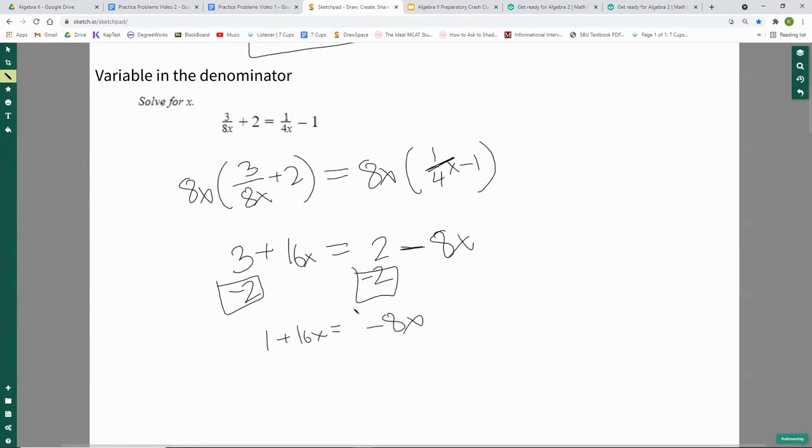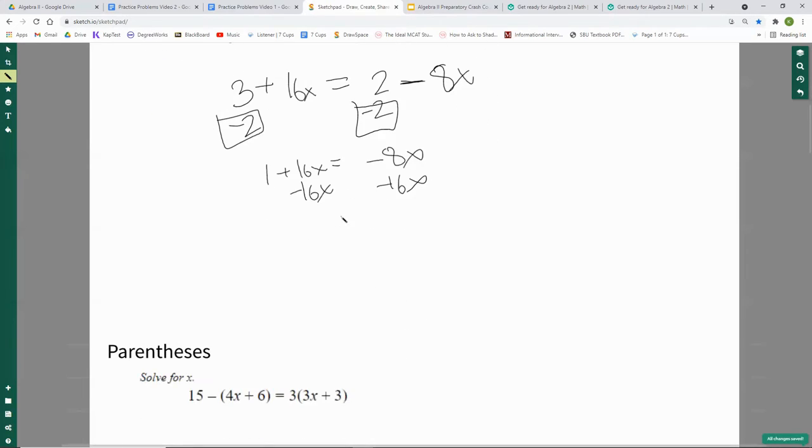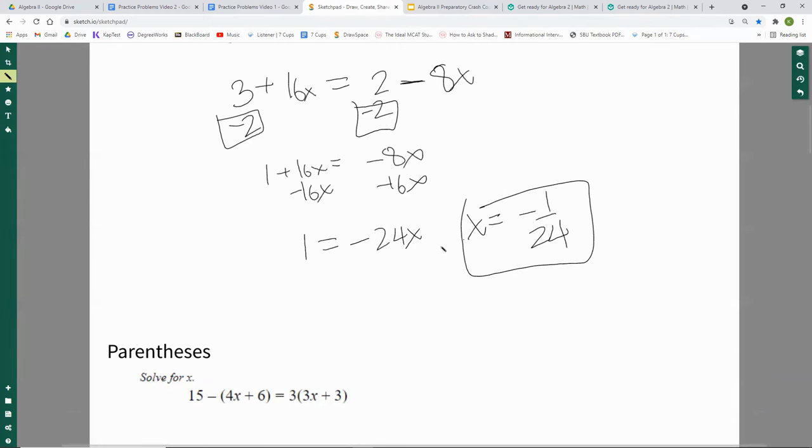And then to combine the variables on one side, we can do -16x on both sides here. And then essentially it's going to look like 1 equals -24x, and then x is going to equal -1/24. How you reach -1/24 is you can divide both sides by -24 to get x equals -1/24.